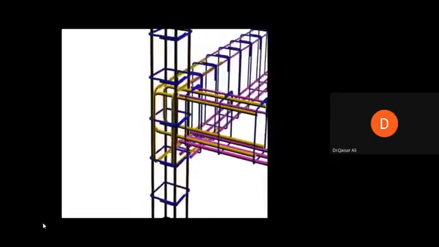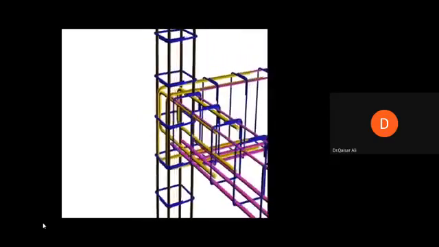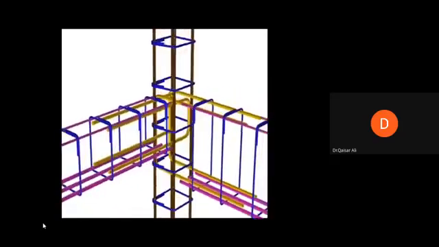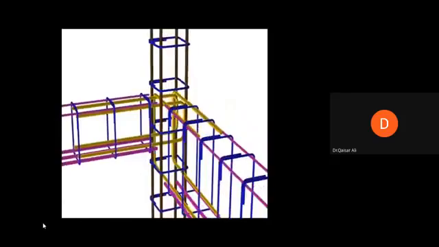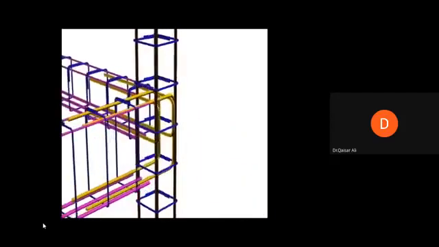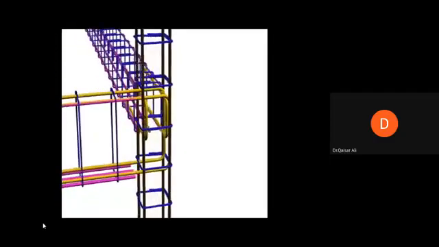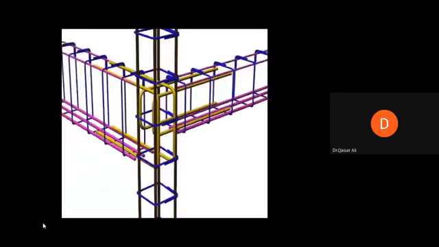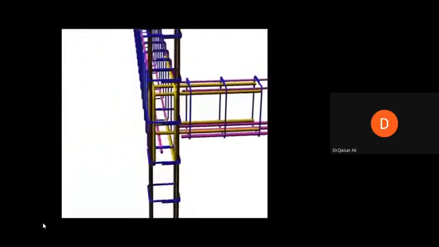Now this is a beam column joint, and this is a beam column corner joint, because both the beams' reinforcement are terminating inside the column. You pay attention to the reinforcement of the beam going into the column, to the far end of the column, and then there is a bend.